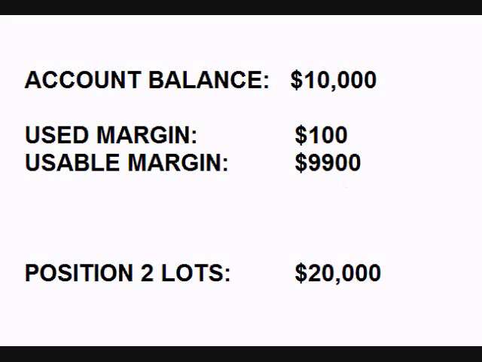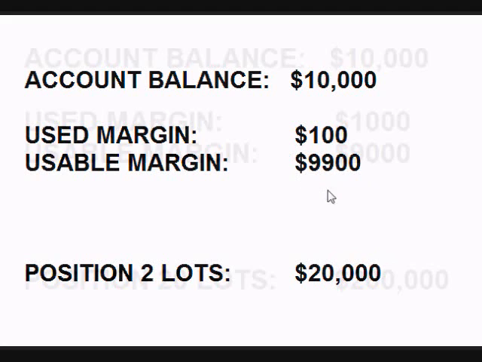Now let's say he increases that position size to 2 mini lots. He now has a position size of $20,000 worth of currency. He's used $100 worth of his margin. He still has $9,900 he can trade with.